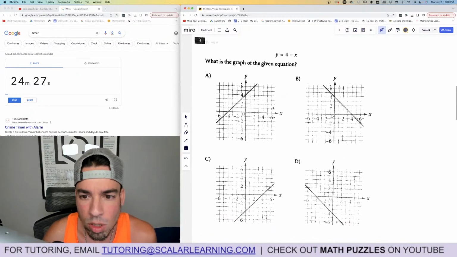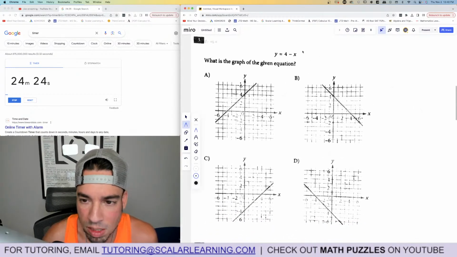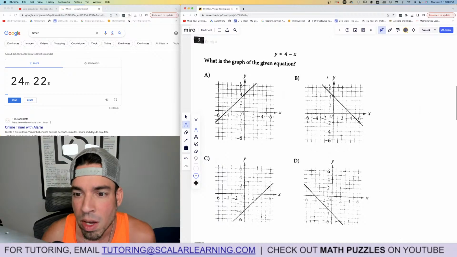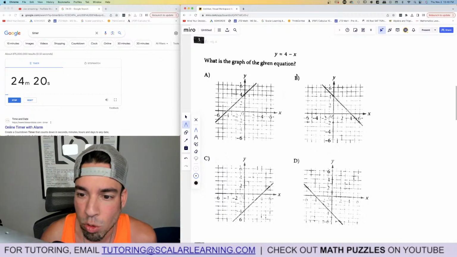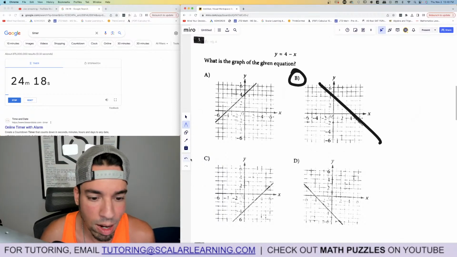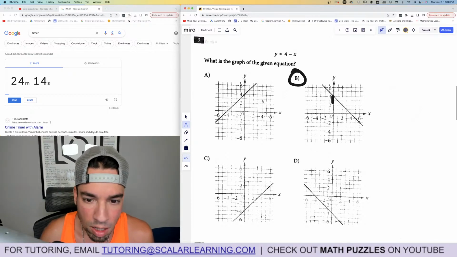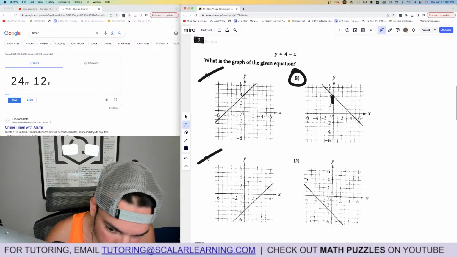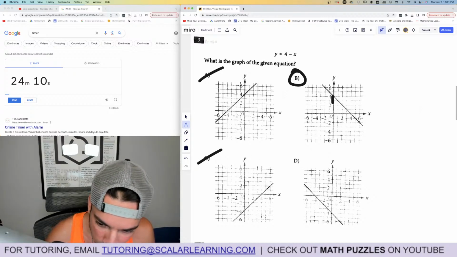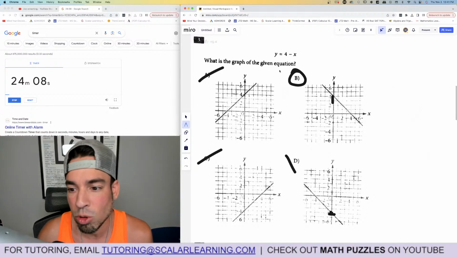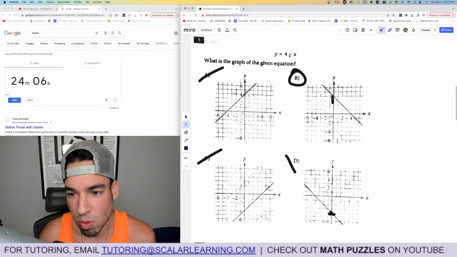Boom, done. Number 3. What is the graph of the given equation? y equals 4 minus x. So that's a y-intercept of 4 and a slope of negative 1, which would be B. Negative slope goes down that way, and negative 1 is going down 1, over 1, down 1, over 1. The others have a positive slope, or a negative slope but a y-intercept of negative 4. If you want to double check, you can plug in a couple points. When x is 1, it should be 3. Boom, 1, 3. When x is 4, it should be 0. Boom, 4, 0. Done.